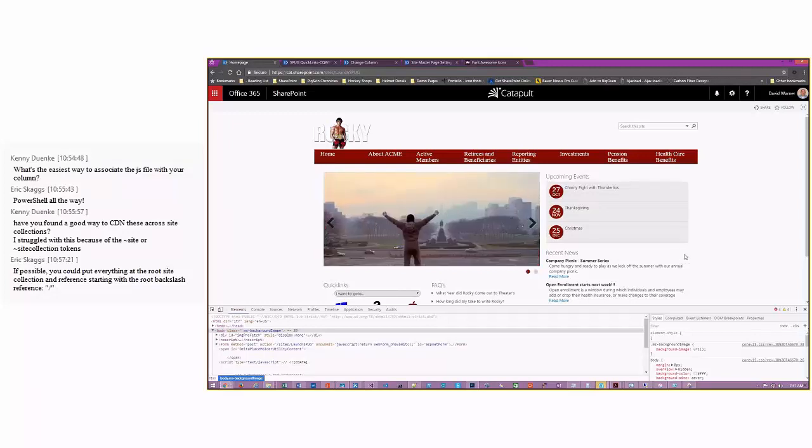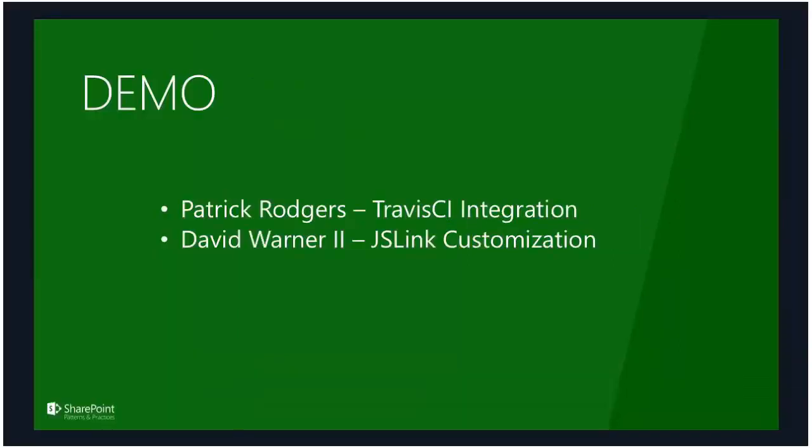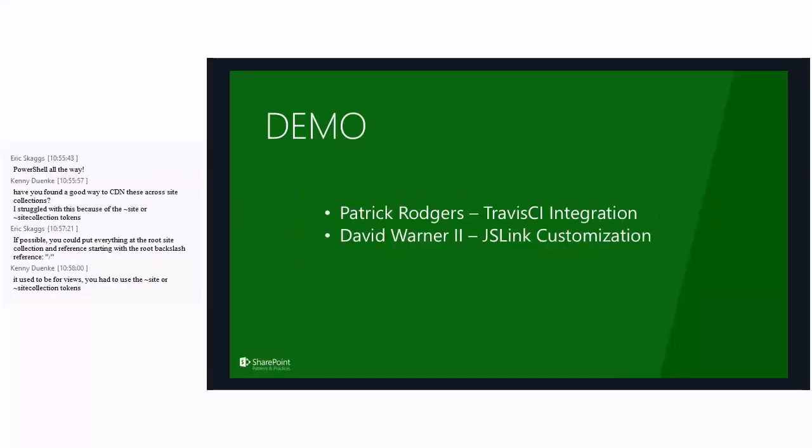So let's see. Have you found a good way to CDN these across site collections? Yeah, absolutely. There's a number of ways to do that now. A custom CDN, you've got the Office 365 CDN, and so really it's just however you'd like to do that. If possible, you could put everything in the root site. Oh, okay, yeah, that helps answer that, and reference starting with the root. Yeah, so there are ways to do that if you want to. It's really just a reference. So you saw in the client browser here, it's referencing the site collection. You don't have to do that, and so you could change how that's referenced. In this particular case, it is an individual site collection, and so we just wanted to focus there for consumption purposes of the JS file.